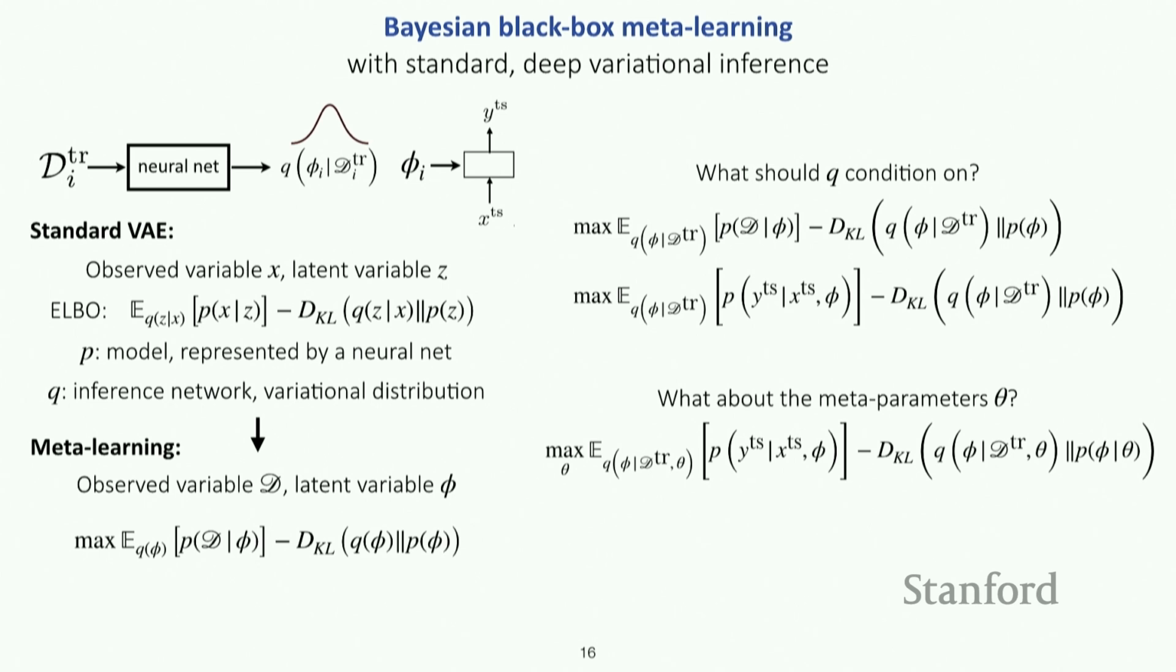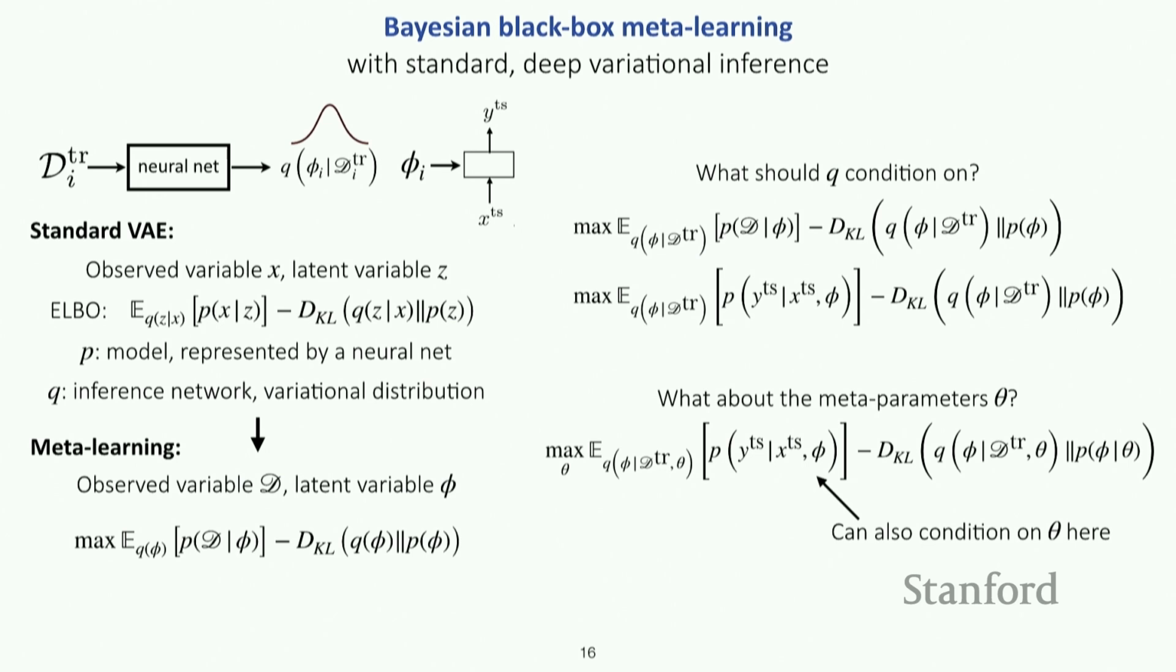One other thing worth mentioning: in this case, the distribution over our test data points is a function of only phi. You could also condition on theta here, and that would be a bit more like what you implemented in your homework, where phi is a low-dimensional vector, and theta represents the parameters of a neural network.